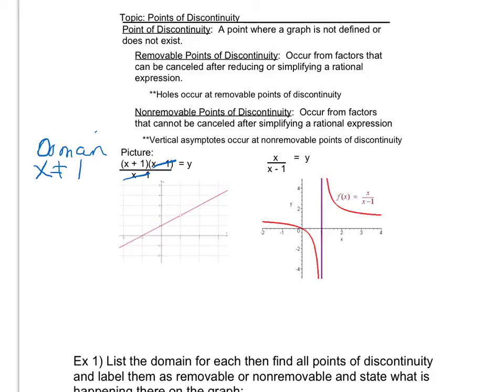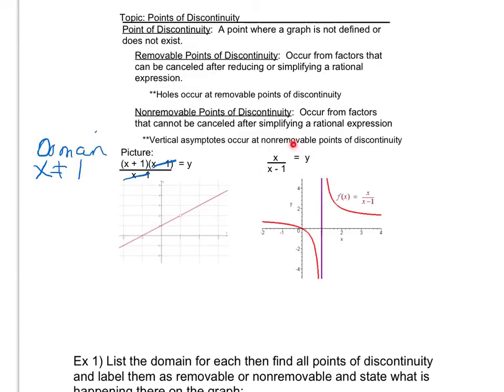The rest of my graph is exactly the same as the linear functions that we've looked at in the past. It's just at that one x value that I have to acknowledge that I can't actually be that x value. So again, what do I use? I use a little hole.